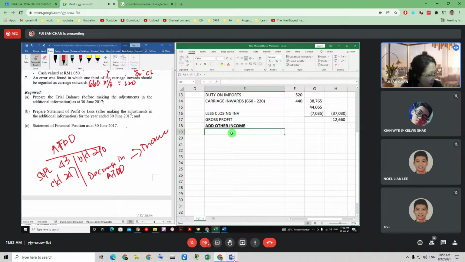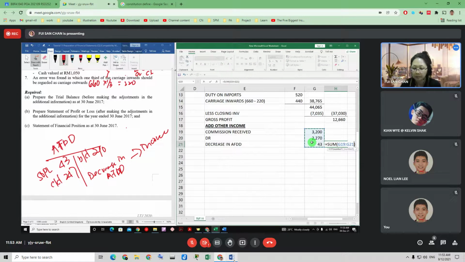So we have commission received. Right, then we have discount received. Then we have decrease in AFDD. Right, so our commission is 3, discount received, and the decrease is 43. All right, so this is our income. Okay, so add them up. All right, okay, so this one add.